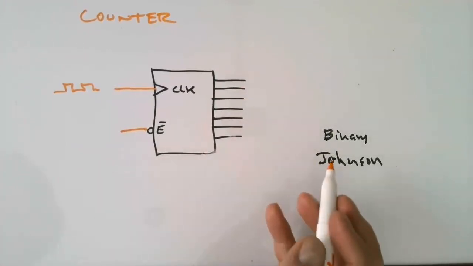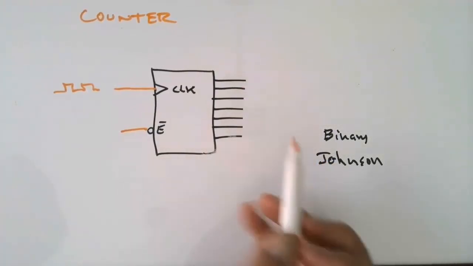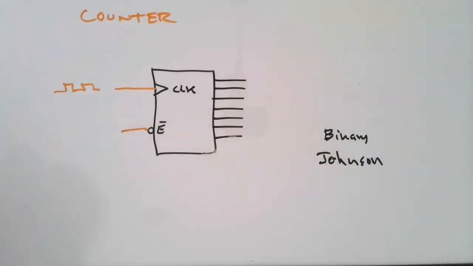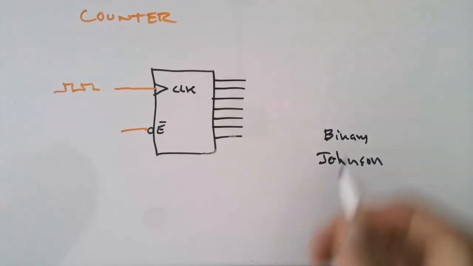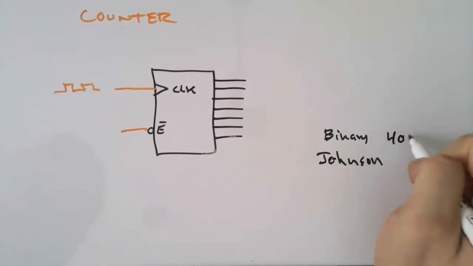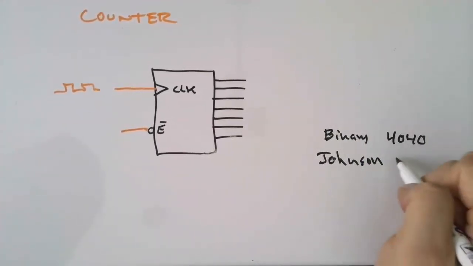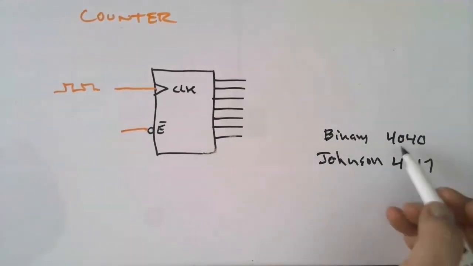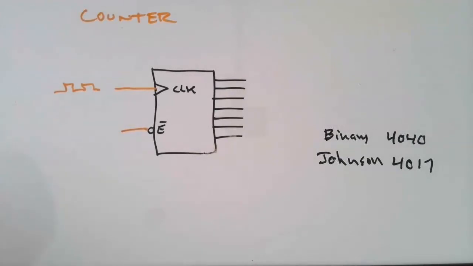A Johnson counter is a little bit different. It is more like a discrete output where only one output comes on at a time. Now there are some really old school parts that we'll probably be using for these. The 4040 is a binary counter. The 4017 is a Johnson counter. We'll actually be using the 4040 in the lab this week. But counters are very common devices used more in sequential logic, where we're looking at something that's based on a clock input.